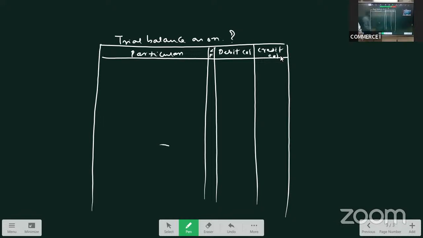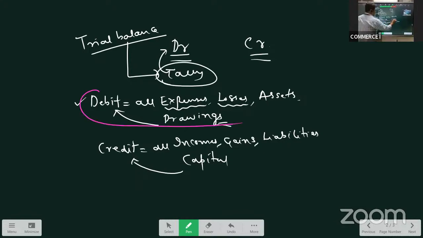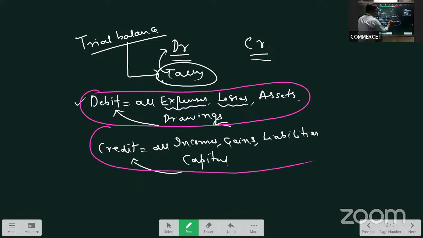So again, let us once revise what is the rule we apply. The rule we apply is, put in the debit column all the expenses, losses, assets, and drawings. All the incomes, gains, liabilities, and capitals are kept in the credit column.